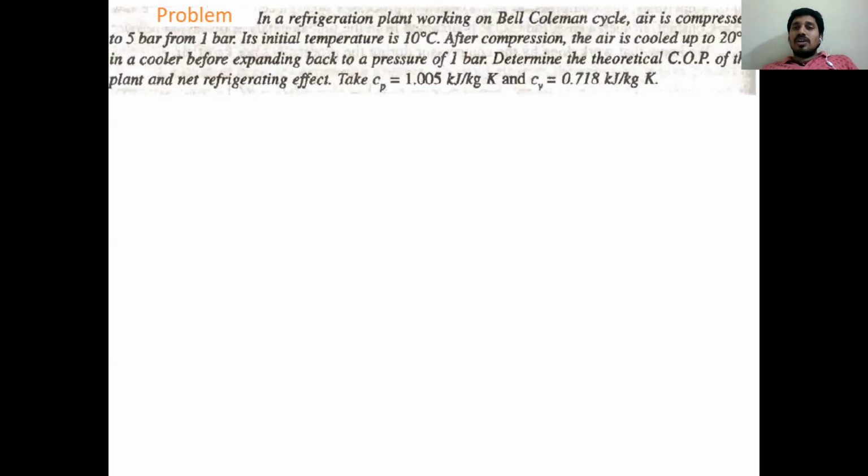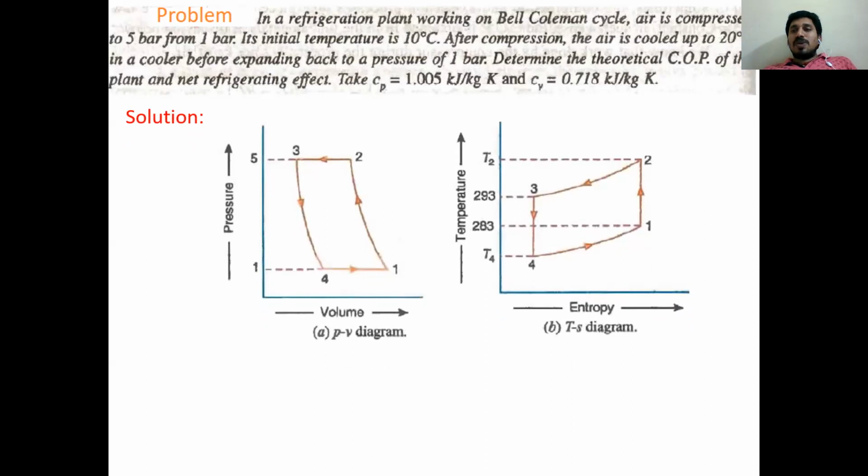Now we have to determine two objectives here. One is the COP of the system, and the second is the refrigerating effect, or cooling effect, or heat removed from the cooled space, QL. In our problem, we take the symbol QL or Q14. So these are the PV and TS diagrams. We'll discuss the data given in the problem. Two temperatures are given, two pressures are given. Highest pressure and lowest pressure are 5 bar and 1 bar. So P2 is equal to P3, which is 5 bar.